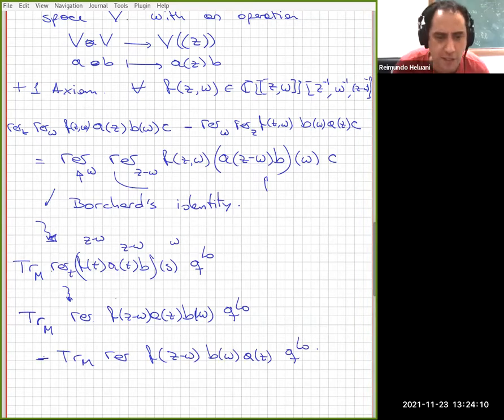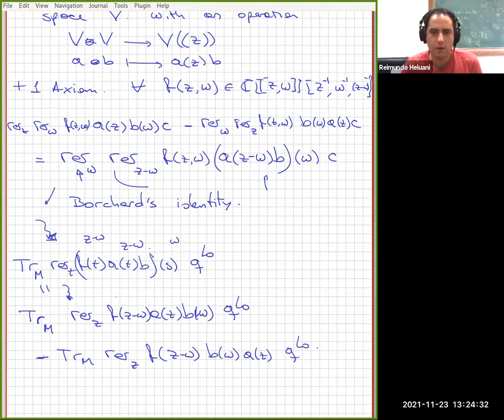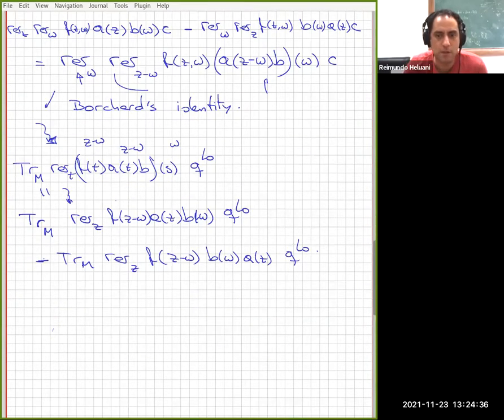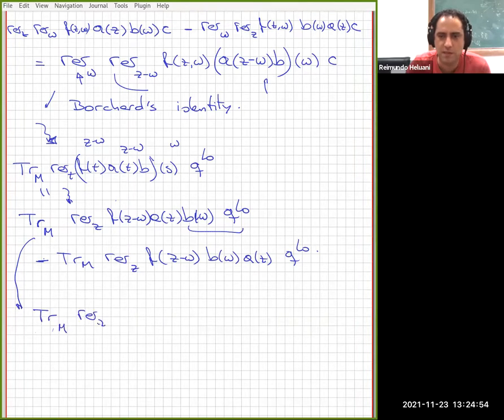You use Borcherds' identity and you converted your condition of being a conformal block into this difference of these two guys. The second step is to use, I mean, if this is a trace and this was convergent, then the trace of A times B is the same as the trace of B times A. So here, this whole thing is residue of Z on both sides, actually. So the residue commutes with taking traces. You can just move this residue on the other side, and then the residue of A times this. I'm going to take this term. I'm going to look at the trace at M of a residue at Z of F of Z minus W, B of W, Q to the L naught, A of Z.